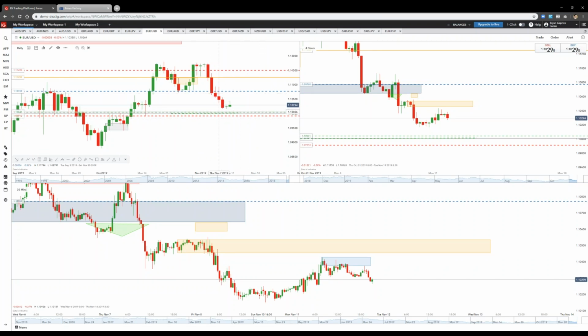Again, downtrend setup, but it's going into an area where we've seen buying pressure. So again, I don't like selling into an area of buyers. It's just personal preference.